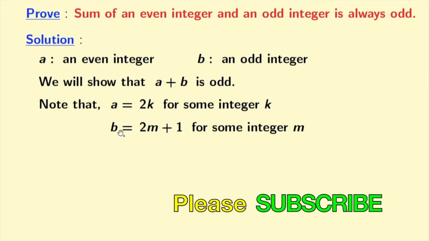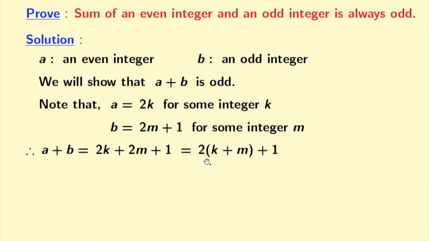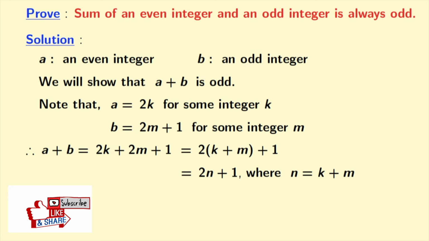Now we will add a and b. Doing that, we get a plus b equal to 2k plus 2m plus 1. Now take 2 common from the first two terms. Doing that, we get 2 times (k plus m) plus 1. Now rewriting it, we get 2n plus 1, where n is equal to k plus m. So we get a plus b equal to 2n plus 1.